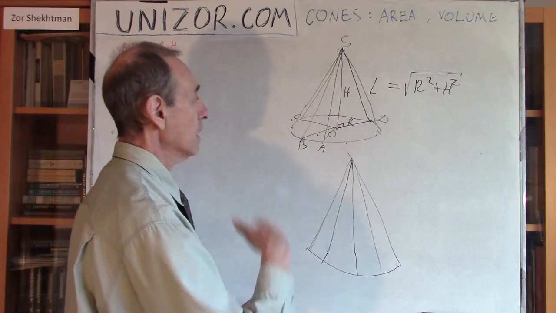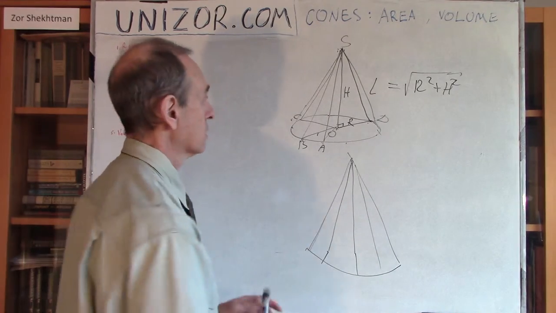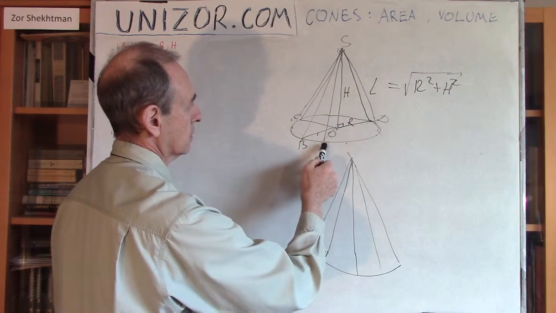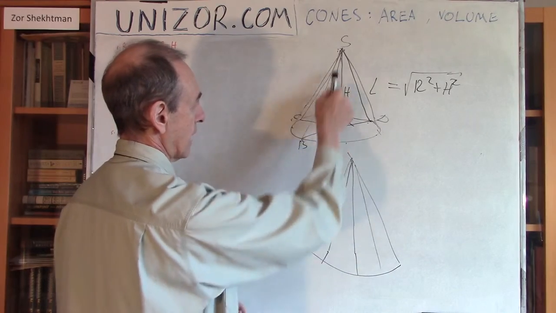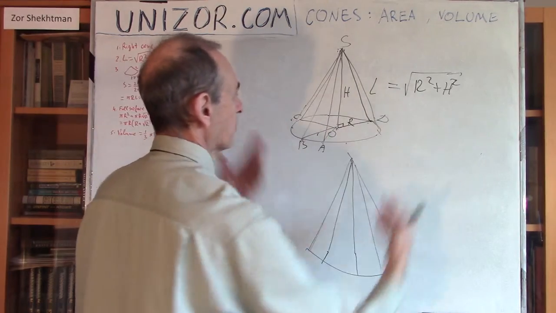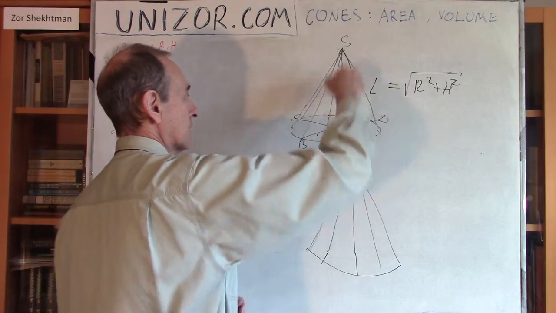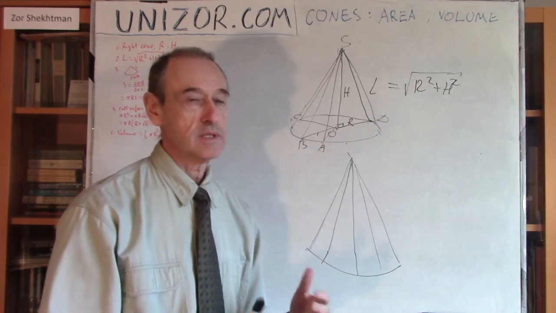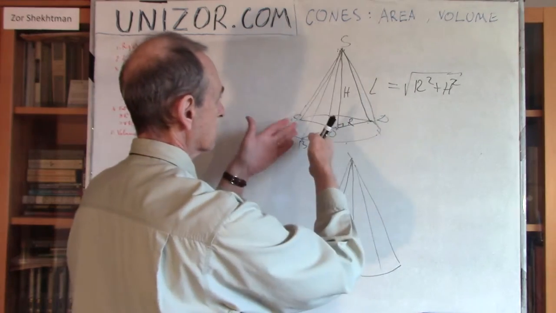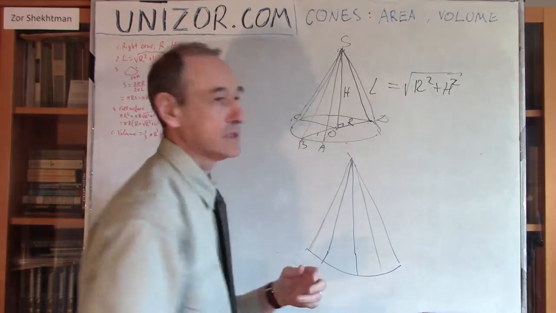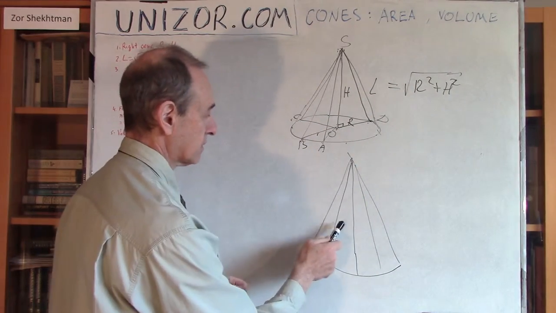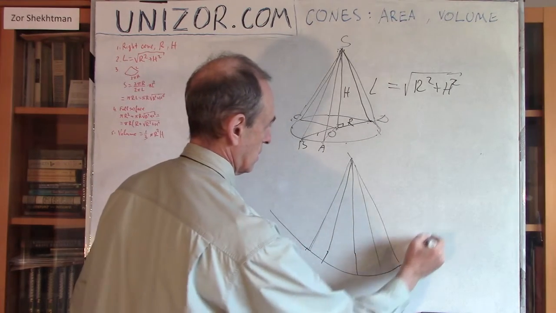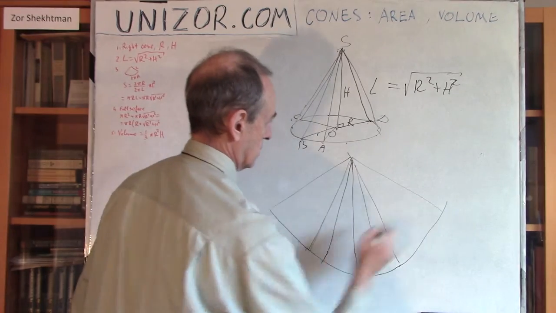So, back to the area. Let's just cut our cone along one of the side segments, like SA for instance, and open it up. Now, these are all straight lines. So, I'm not proving this rigorously, but you obviously feel that if you cut the cone here and roll it out on the flat surface, you will get something like this, maybe a little bit bigger radius. Something like this.